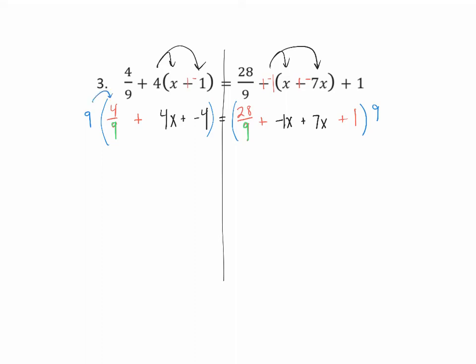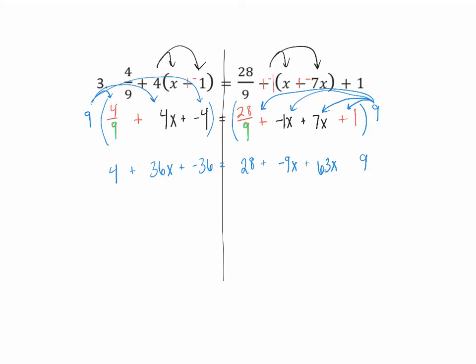So 9 times 4 9s, the 9s cancel out, we're just left with 4. 9 times 4x, 36x. 9 times negative 4, negative 36. And I have plus signs in between all those. So that looks a lot simpler to me than having that fraction. All right, I'm going to do the same thing over here. 9 times 28 over 9 is the same as 28. Okay, the 9 just cancels. 9 times negative 1x is negative 9x. 9 times 7x is 63x. And 9 times 1 is 9. And all these had plus signs in between as well.